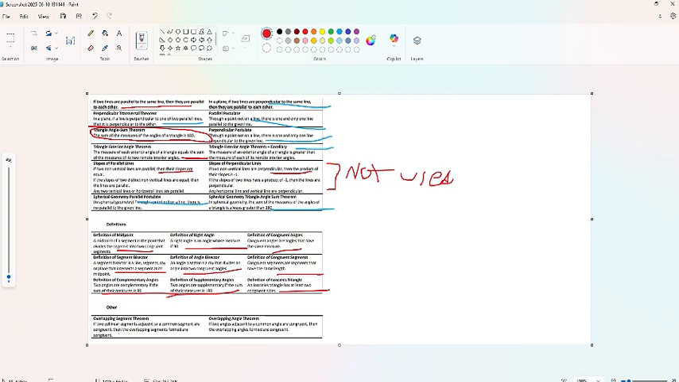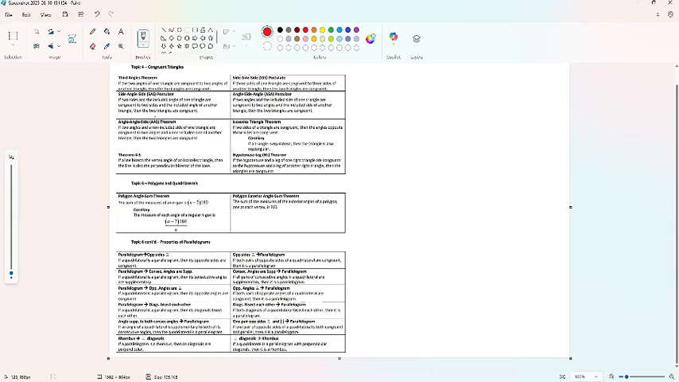Okay, overlapping segment theorem: if two adjacent segments overlap, yeah, you don't need to know these. If two angles of one triangle are congruent to two angles of another, then the third angles are congruent. This is just like what we prove for triangles, so you don't need to know this.